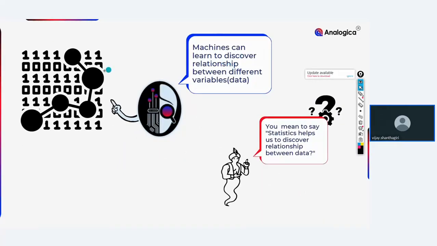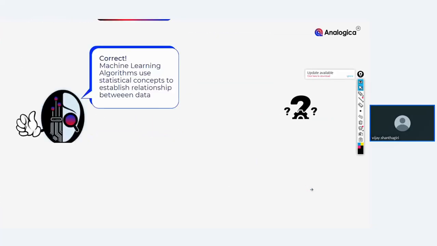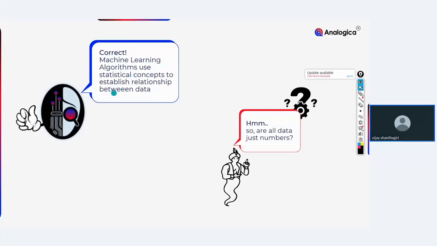Machines can learn to discover relationships between different variables. So you mean to say statistics helps us to discover relationships between data? Yes. So that's the whole idea.